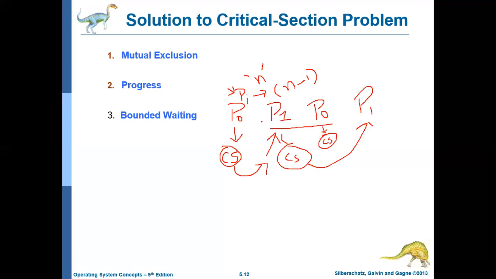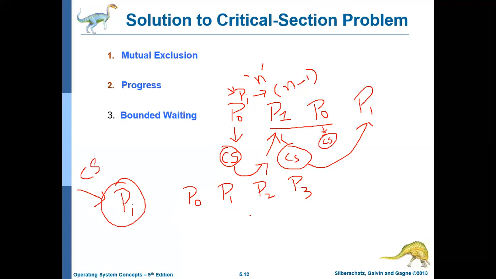Bounded waiting should also ensure the order. Say, for example, four processes are waiting for the critical section in this order: P0, P1, P2, P3. Currently there is some process Pi in the critical section, executing its critical section. As Pi is executing, all of these, P0, P1, P2 and P3, are waiting.